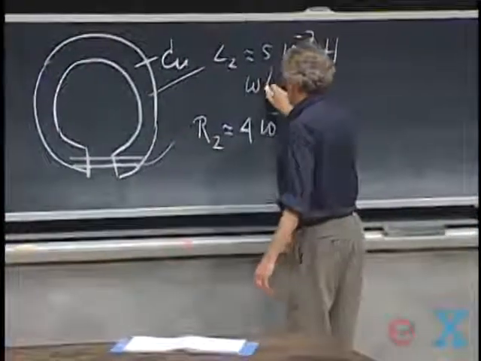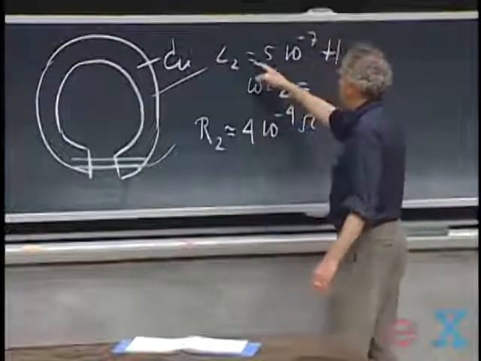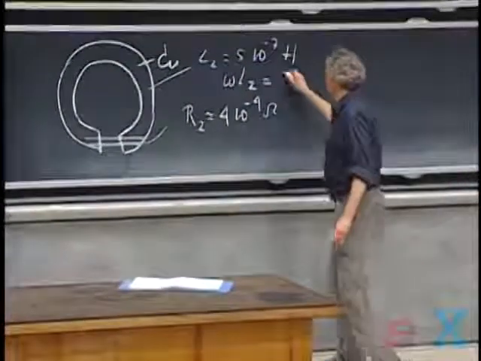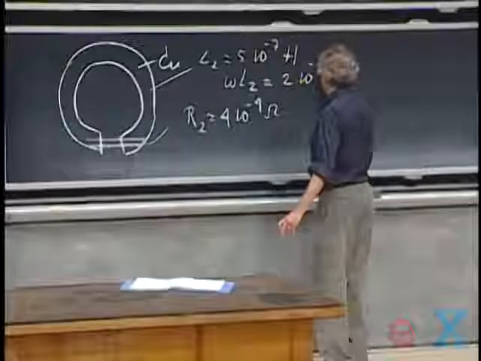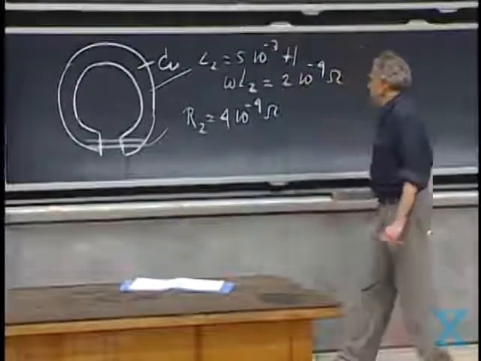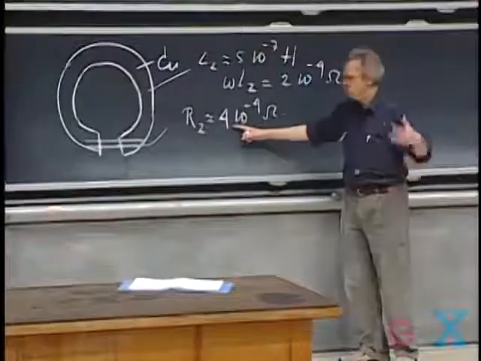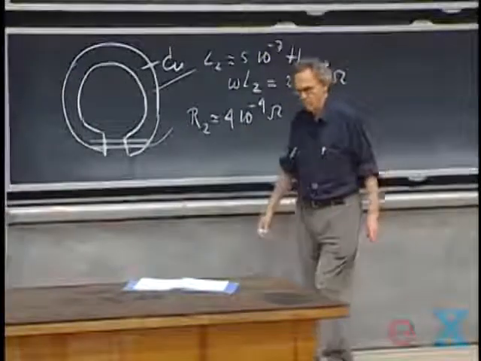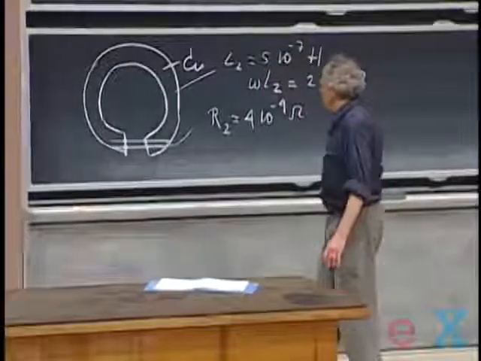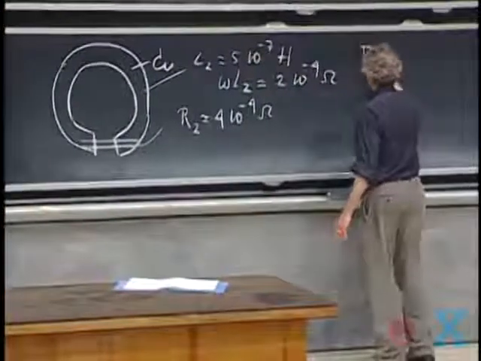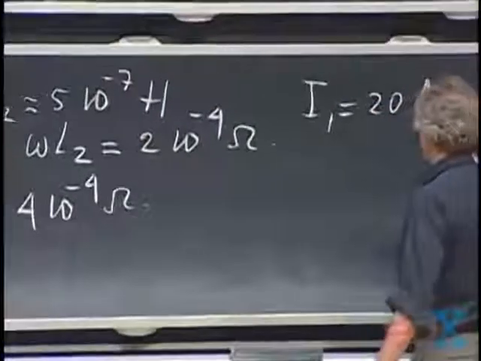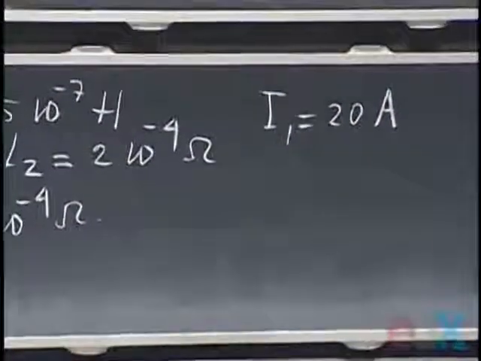So omega times L2, I have to multiply this by 377, becomes about 2 times 10 to the minus 4 ohms. Even though R2 is not much, much smaller than omega L2, they are now beginning to be comparable. I1, the current that I drive in the primary, is going to be 20 amperes.